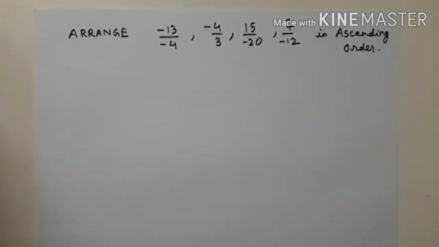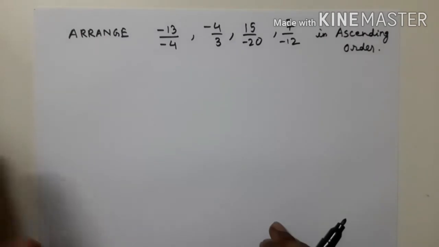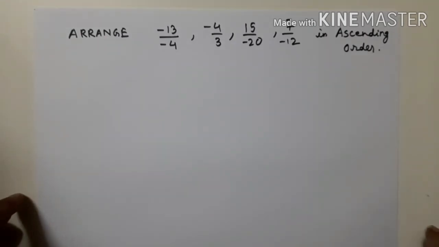Next, moving on to ordering of rationals. Here you can see we have 4 rational numbers and you have to arrange them in ascending order. The same process will be followed as what we did for comparing. Here we cannot use cross multiplication because we have 4 rational numbers. It will take much time. So here we'll use the same LCM method that we followed in the previous one for comparing.